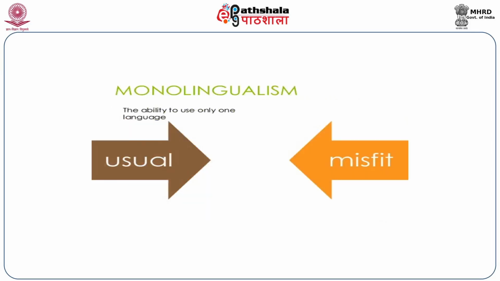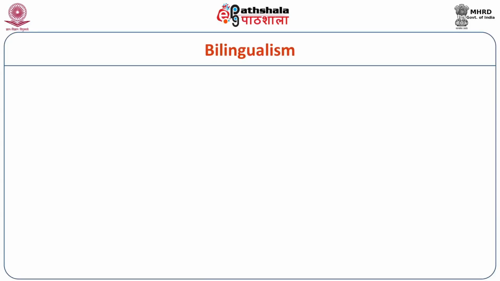First, monolingualism. As the word makes clear, mono means single and lingualism is the knowledge of the language. The ability to use only one language, the knowledge of only one language, is known as monolingual. The person who can deal with only one language, who doesn't know how to talk or write in any other language, will be termed as monolingual. That is usual, and somewhere it is a misfit also.